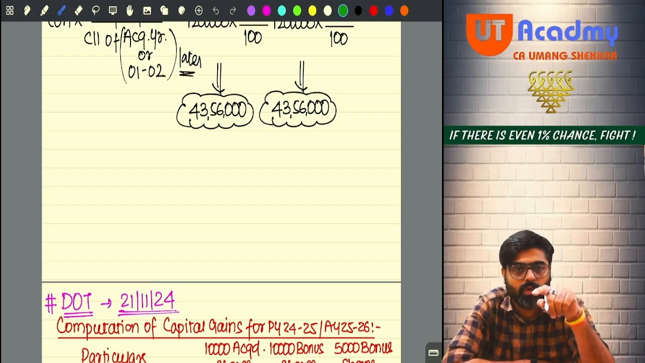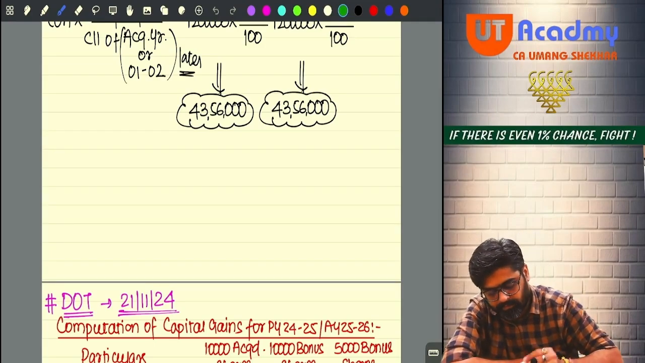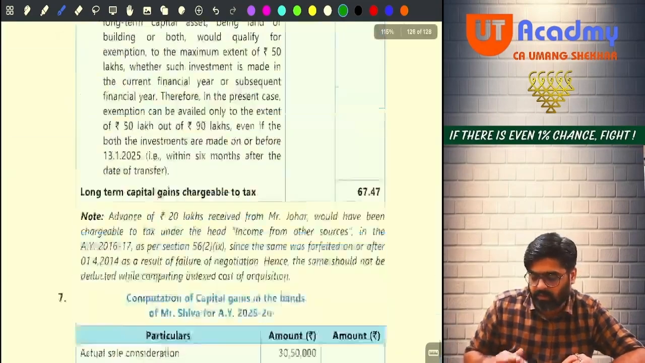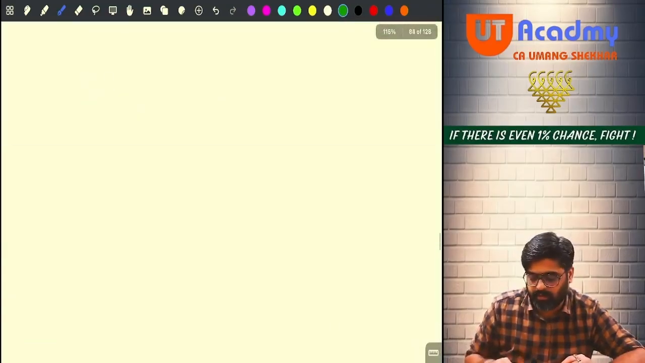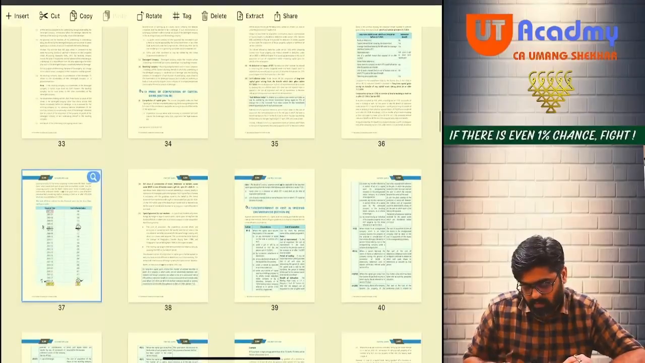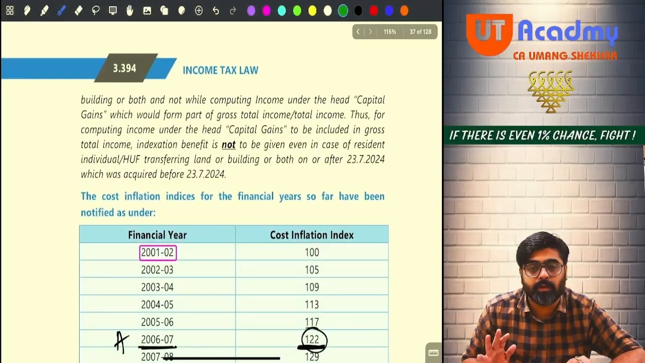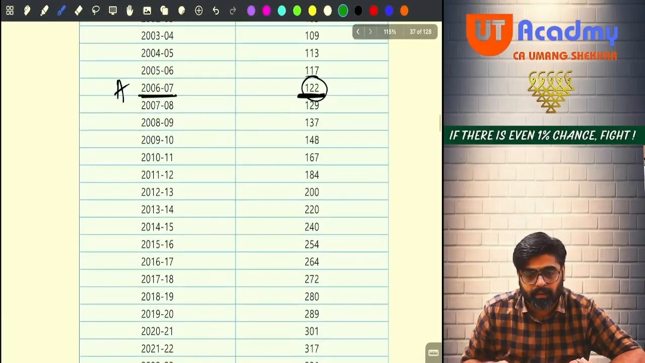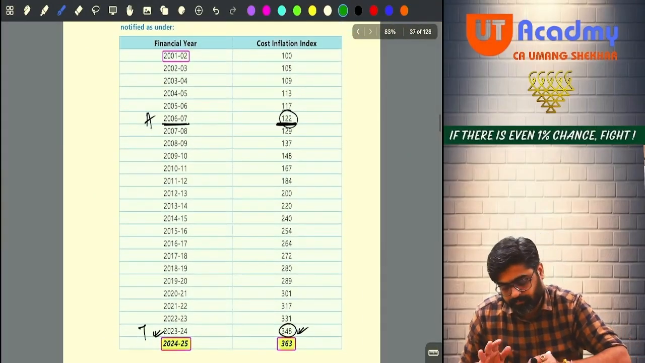Now, if you go to your ICAI study mat, in your ICAI study mat, there is one indexation table which is given. Wait, I'll tell you. It is on what page? It is on page number 3.394. Can you see this table is given over there?